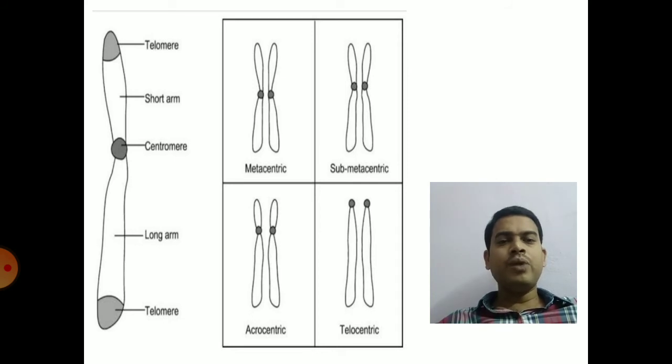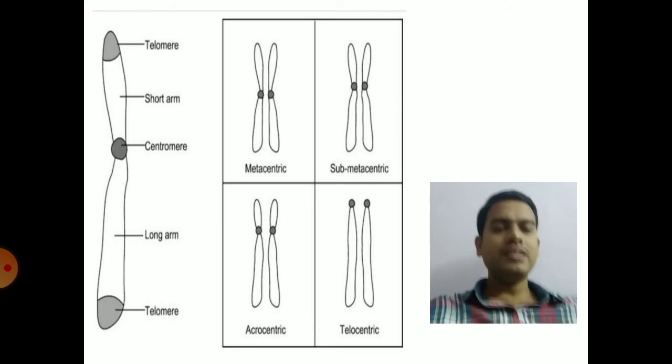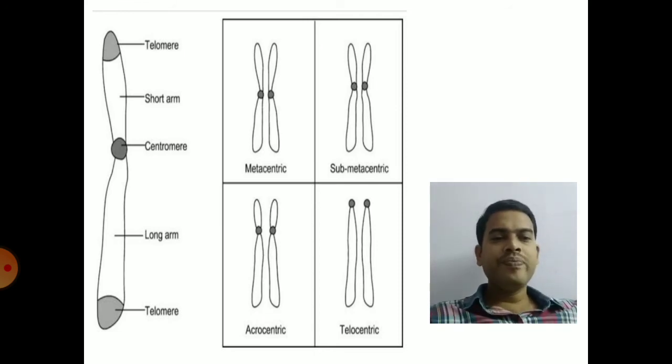The other important part is the telomere, which is situated at either end of the chromosome. Telomeres prevent the DNA from nuclease action. Generally nucleases are present inside the cell, and these telomeres prevent the nuclease action on DNA.